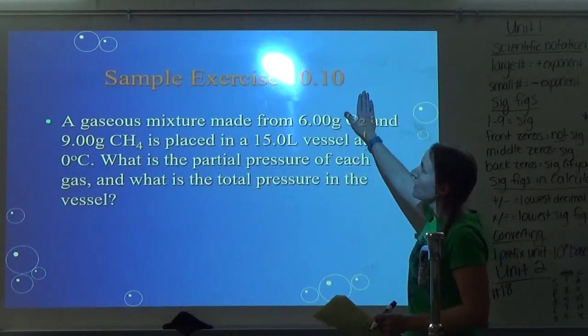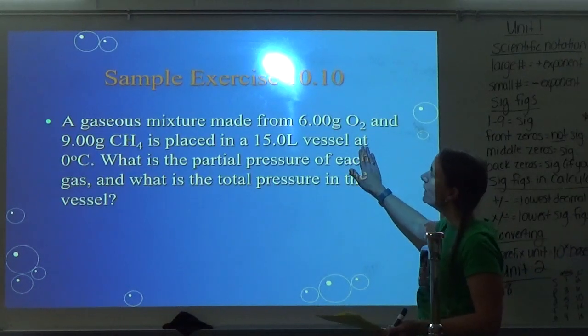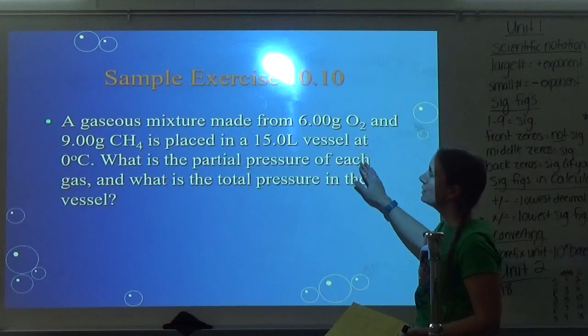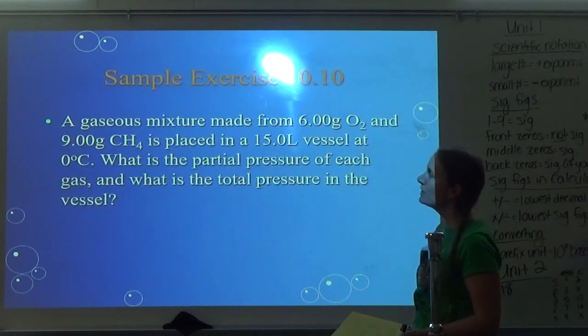So, sample exercise. It said a gaseous mixture made from 6 grams of O2 and 9 grams of CH4 is placed in a 15-liter vessel at 0 degrees Celsius. What is the partial pressure of each gas, and what is the total pressure in the vessel?